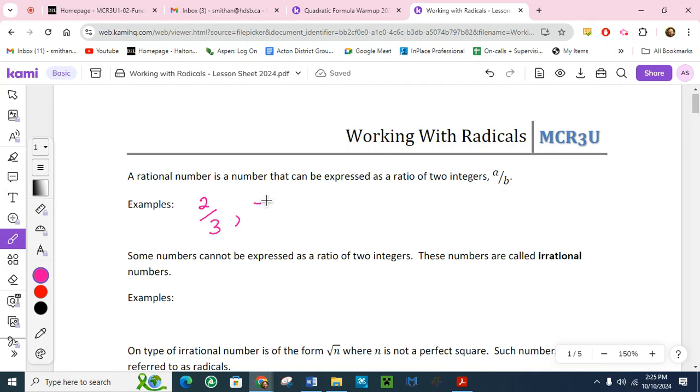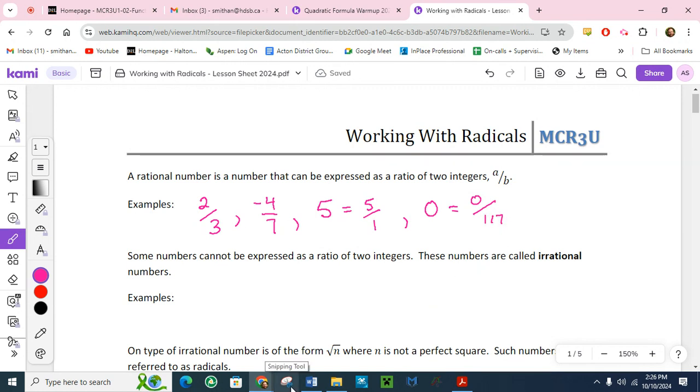A number like -4/7 is a rational number. Did you guys know whole numbers like 5 are rational numbers? How can you write 5 as one integer over another? Jillian. 5/1. That's right. So integers are rational numbers. Even 0 is a rational number because you can write that as 0 over anything, really.